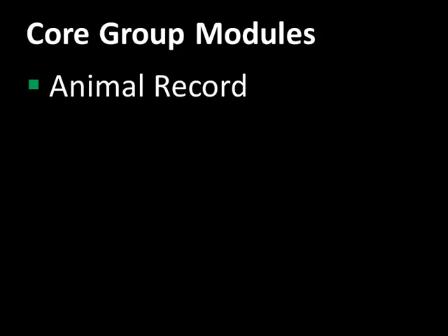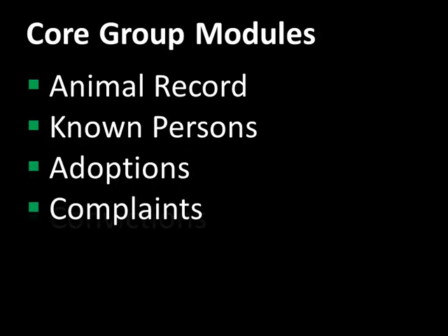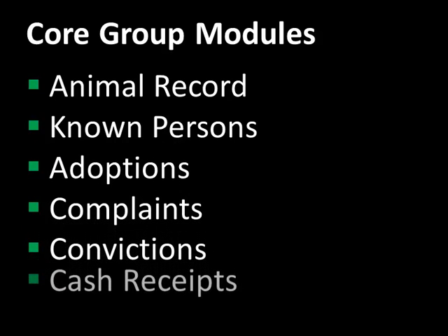Core group modules are a full shelter solution on their own. An extremely comprehensive animal record that is fully integrated with the rest of the system. The same goes for our known persons record. Any contact with the shelter is reflected in these records automatically. It also contains adoptions, complaints, convictions, and cash receipts.